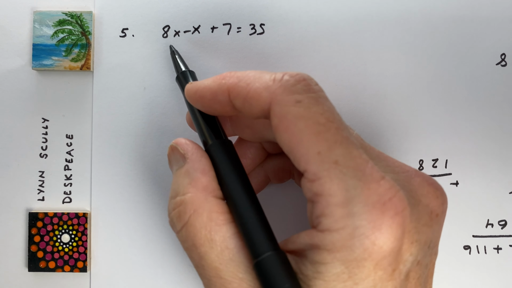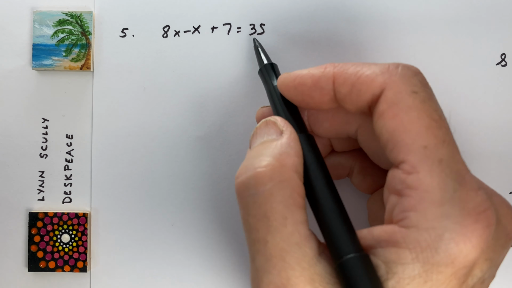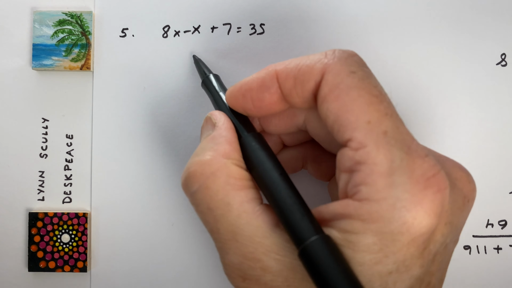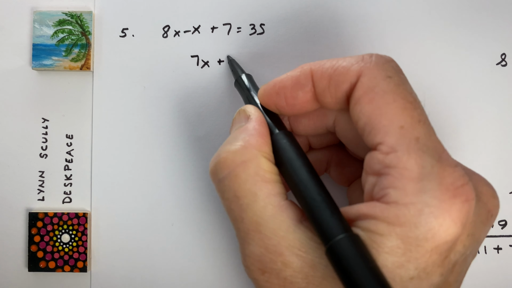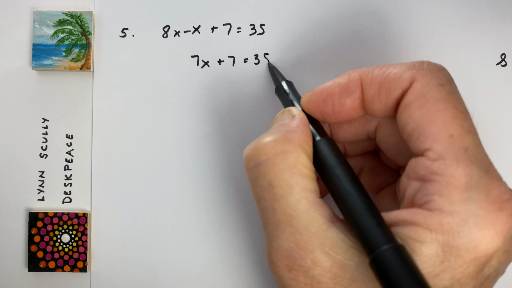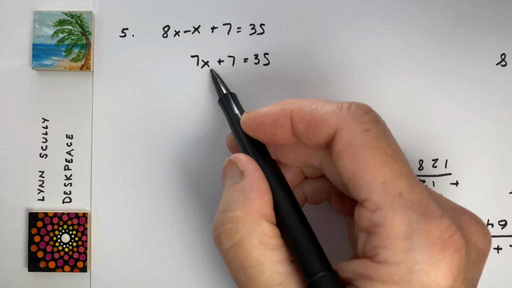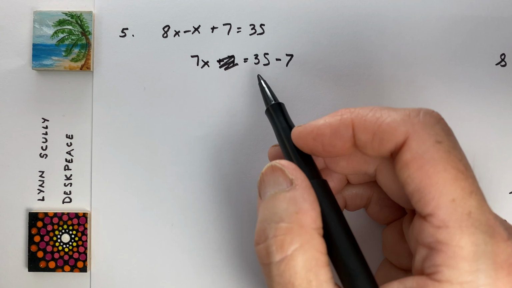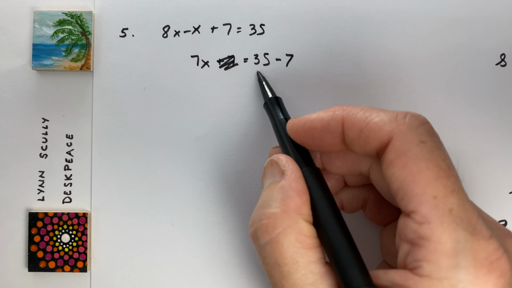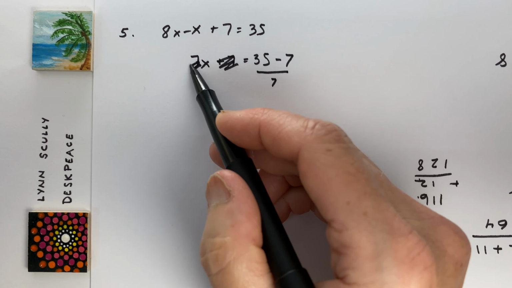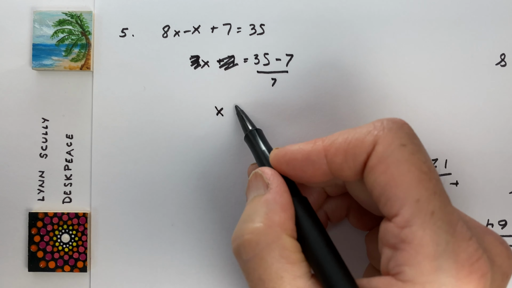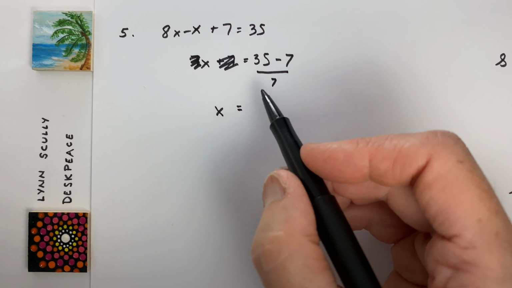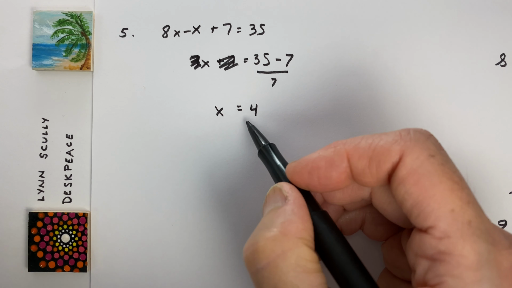Number 5, 8x minus x plus 7 equals 35. Combine my like terms. 8 minus 1 is 7x's plus 7 equals 35. The 7's attached by addition, move it by subtraction to the other side of the equal sign. The 7's attached by multiplication, move it by division to the other side of the equal sign. I'm getting x equals 35 minus 7 is 28. 28 over 7 is 4.